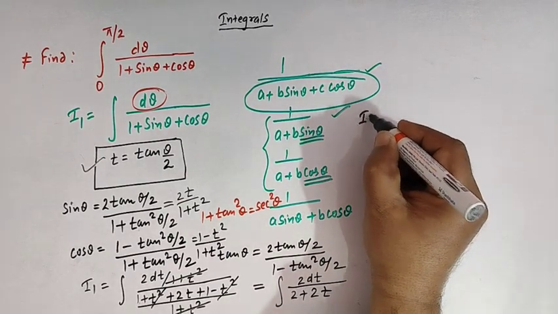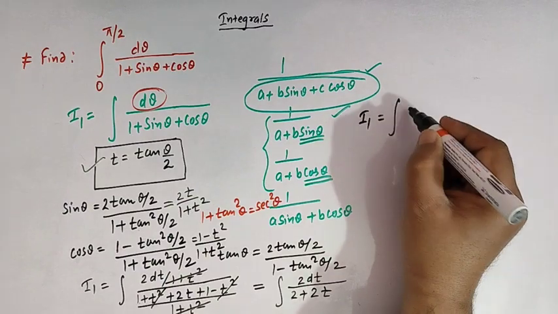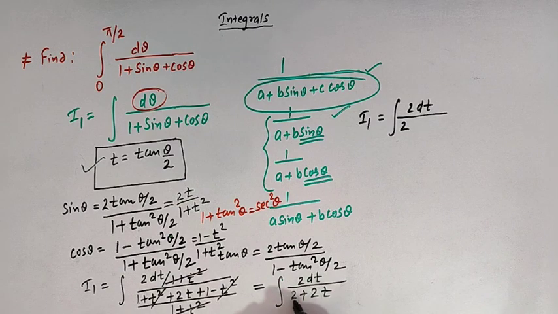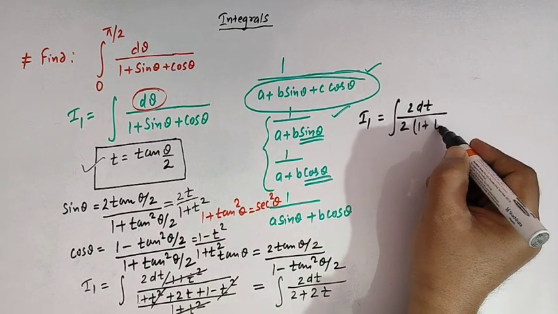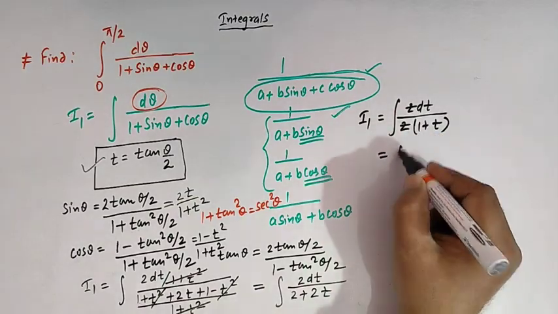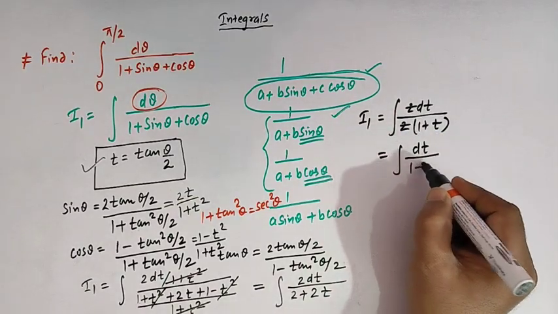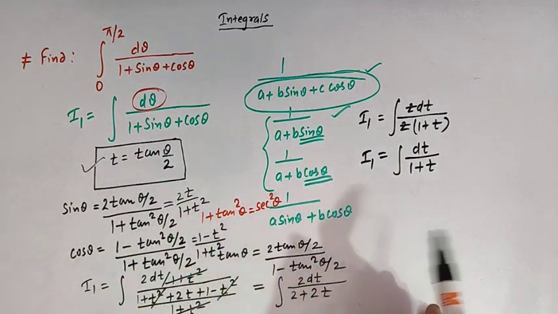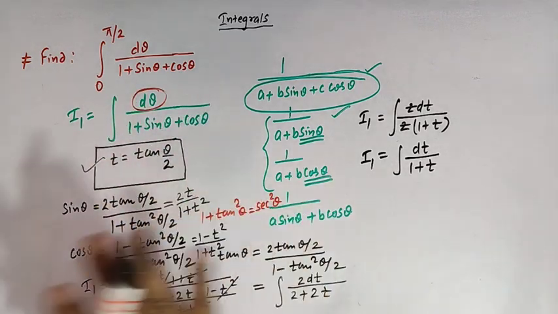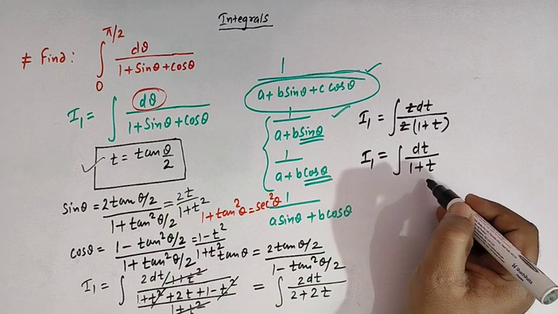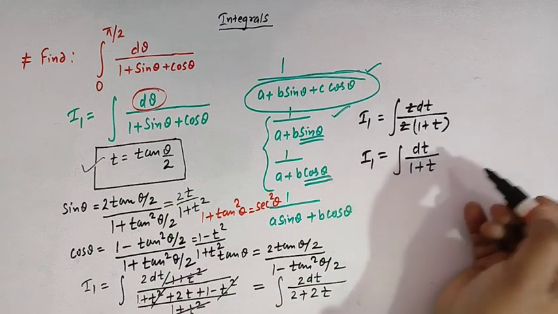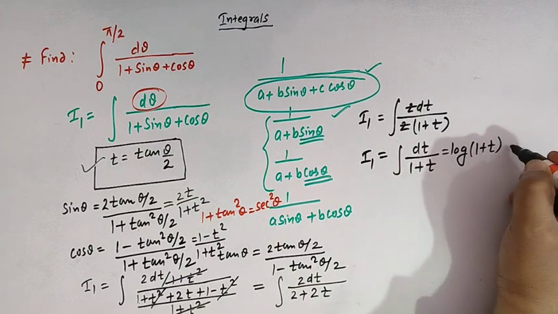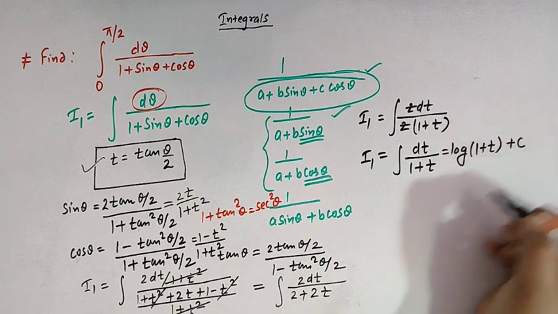So now we can write I1 as integral 2 dt divided by, we can take 2 common outside, so we have 1 plus t. Now 2 and 2 get cancelled, so we are left with dt over 1 plus t. So by virtue of this substitution, we have simplified this expression in terms of t to a very simple integral. Now the integral of 1 over 1 plus t is simply log of 1 plus t, and here we have the constant of integration.